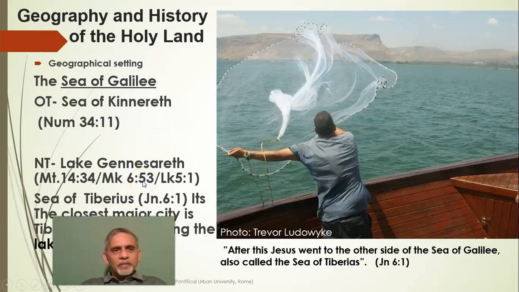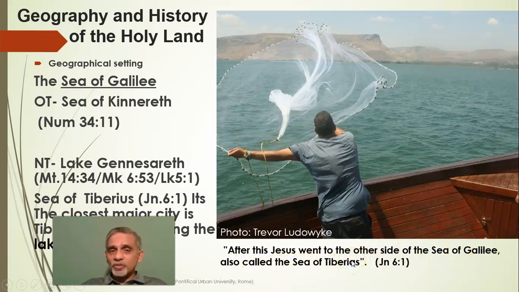The Sea of Galilee was also called in the Old Testament the Sea of Kinneret, and you find that in the book of Numbers, chapter 34, verse 11. In the New Testament it was called the Lake Gennesaret, in Matthew chapter 14, verse 34, Mark chapter 6, verse 53, Luke chapter 5, verse 1. It is also called the Sea of Tiberias. In John chapter 6, verse 1: after this Jesus went to the other side of the Sea of Galilee, also called the Sea of Tiberias.